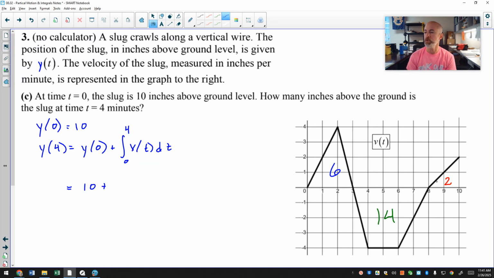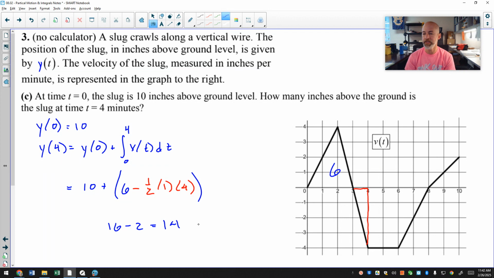And now we need to compute area again over here. I don't need the 14. I already know 0 to 3 is 6. So 0 to 3 is 6. And then I need to subtract this area from 3 to 4. And that area is half of 1 times 4, which is 2. So 6 minus 2... Actually, 16 minus 2 is 14. And so we are 14 inches above ground. Cool.